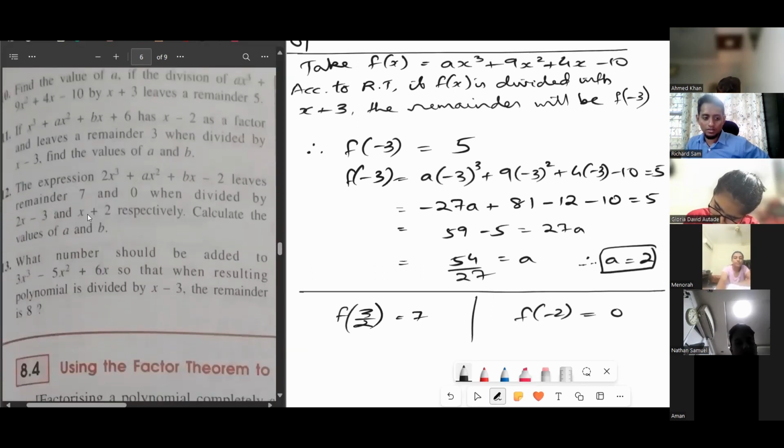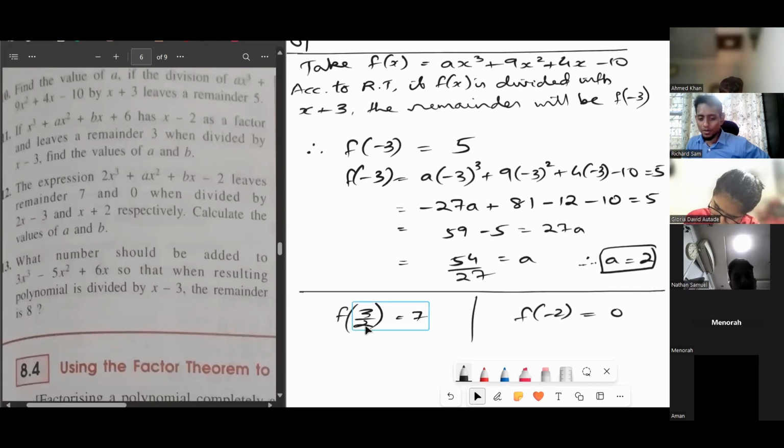So here, f of 3 by 2 is the remainder when we're dividing with 2x minus 3. And that remainder is 7. Second one, if you're dividing that with x plus 2, then f of minus 2, which is equal to 0, because they said that it is equal to 0. So like this, you'll get two equations again. Again, A and B, which means simultaneous equations.